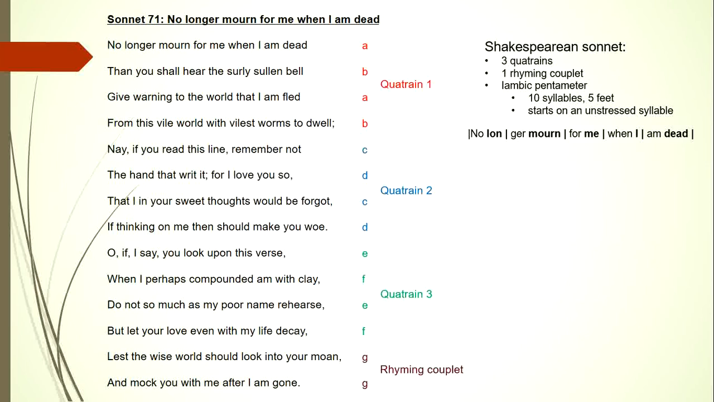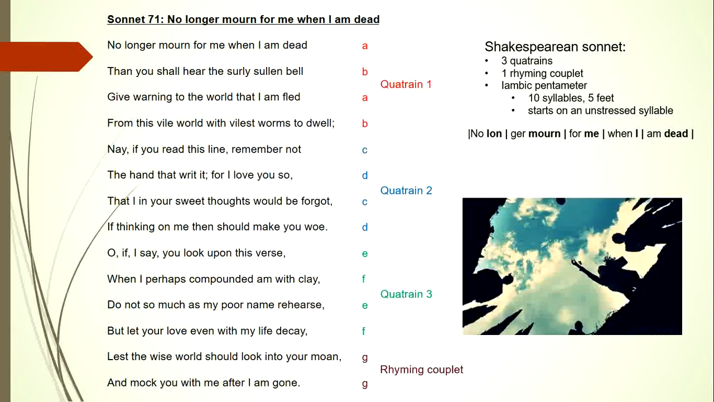Apart from the 3 quatrains and the rhyming couplet, one must also remember that Shakespearean sonnets are written in Iambic Pentameter. So very simply this means that there are 10 syllables in each line with 5 feet, starting on an unstressed syllable. Now you'll see that I've written the first line out just below there, and I've bolded the stressed syllables and I've left the others normal. So you'll see that it starts on an unstressed and then a stressed, and it's divided into your 5 feet.